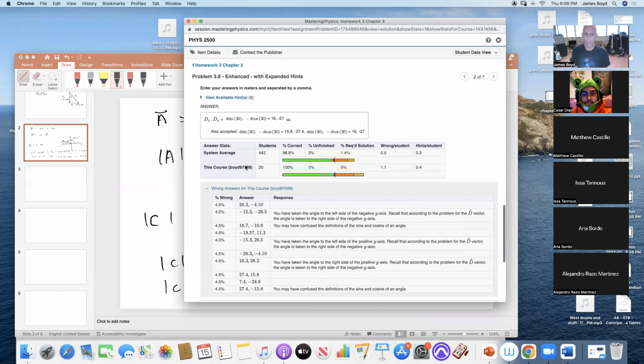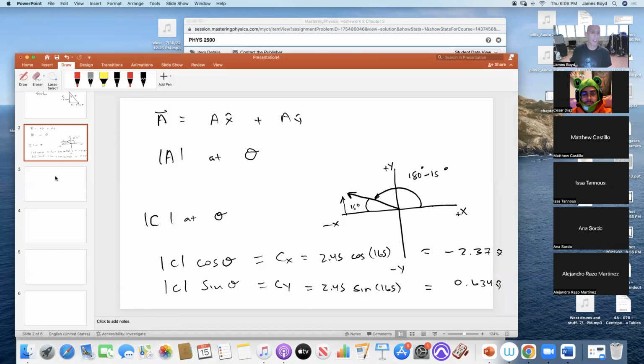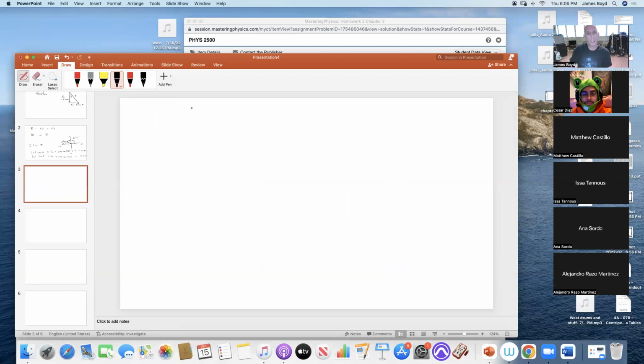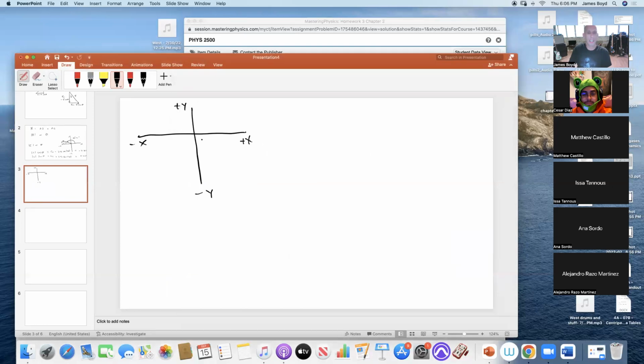Similarly, they're going to ask us for D. However, D is easier because it's 30 degrees to the, well, I guess it's not easier, 30 degrees to the right of the negative y. So for D, remember this is the positive y, this is the positive x, this is the negative x, and this is the negative y. And they said 30 degrees to the right of the negative x-axis, which is something like this.